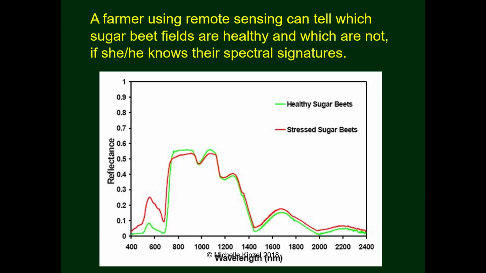So a farmer that uses remote sensing can tell which sugar beet fields are healthy and which are not, if she or he knows their spectral signatures. So this is a comparison: the green line is showing a healthy sugar beet spectral signature, and the red is stressed. Now, the stress could be coming from a pest infestation. It could be coming from soil deficiencies, could be coming from drought or water problems. But this is a tool that a farmer could use to monitor very, very large fields very quickly and determine which areas were healthy and which areas were stressed.